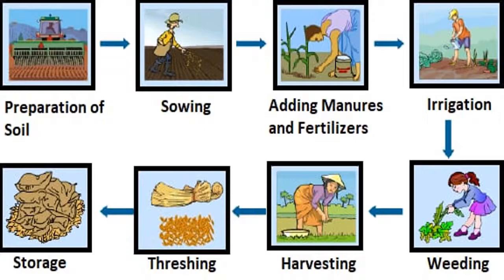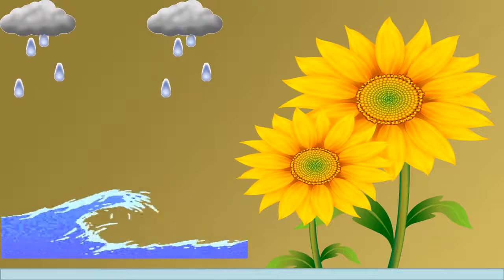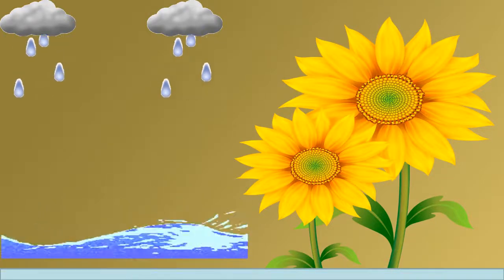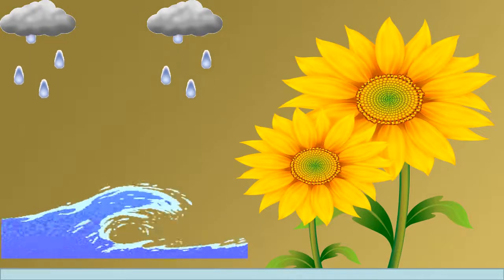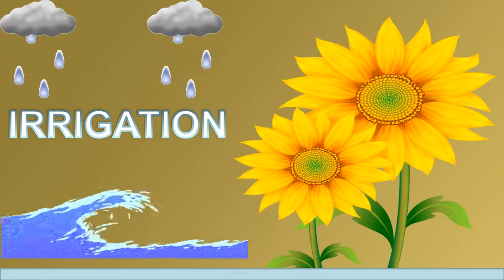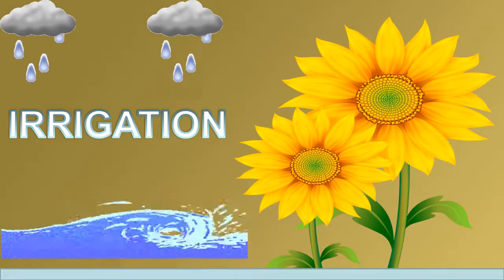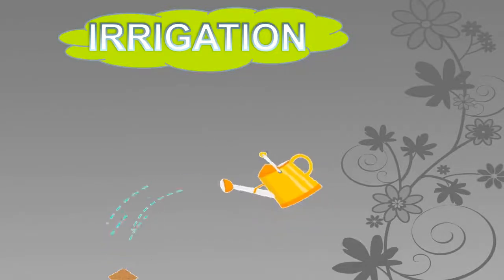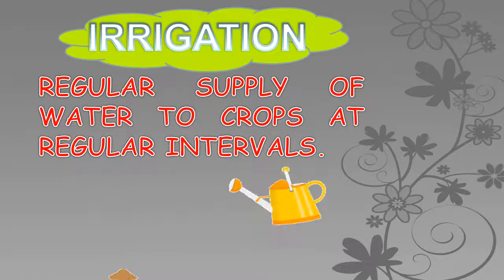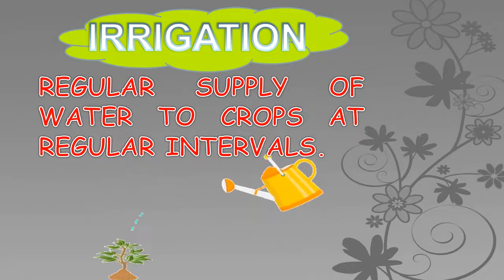It's time to proceed further. Can you tell me what is the next agricultural practice after adding manure and fertilizers? Yes, it is irrigation. But what exactly is irrigation? Let's find out. The regular supply of water to crops at regular intervals is called irrigation.